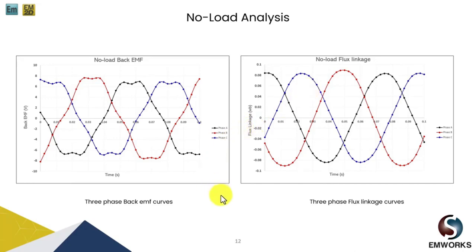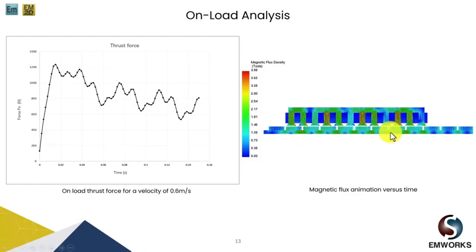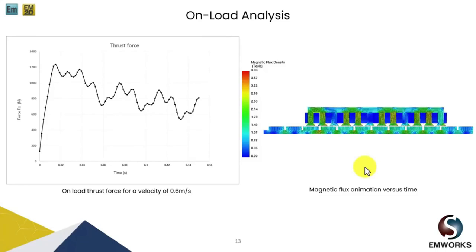Next, we have obtained the thrust force. At the velocity of 0.06 meter per second, you can see we get a thrust force of around 1000 Newton, and which is dynamic because the rotor keeps moving and there is always an attraction and repulsion force. Thrust is simply a static measurement of pushing or pulling power, and higher thrust does not necessarily mean greater speed. And we can also see its on-load analysis, magnetic flux animation versus time.